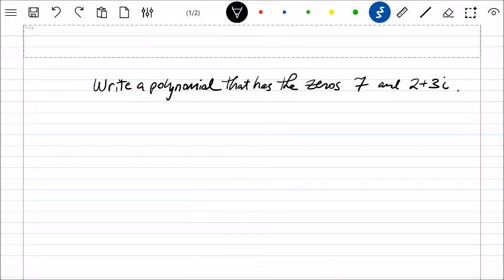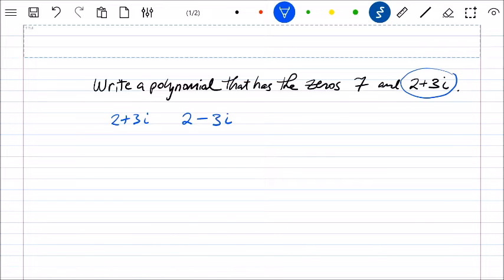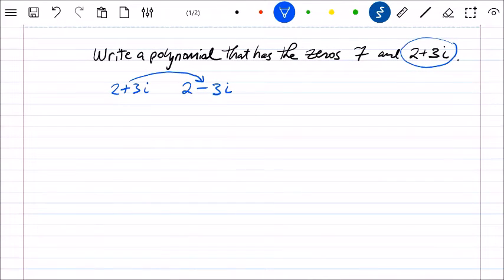Welcome. We're going to write a polynomial that has these zeros, 7 and 2 plus 3i. The first thing to recognize is that complex numbers always come in pairs. So if we have 2 plus 3i, then we automatically also have 2 minus 3i. Notice that the conjugate is the change of sign for the imaginary part, not the real part. Very important to recognize those differences.